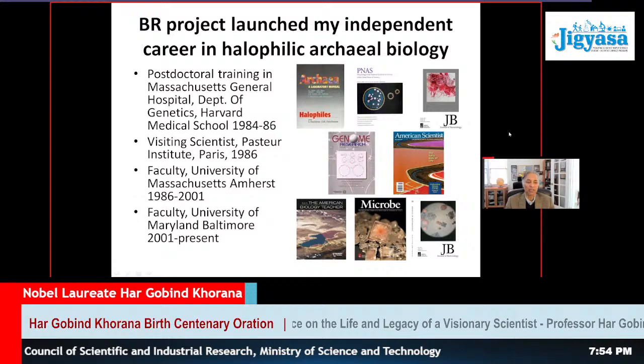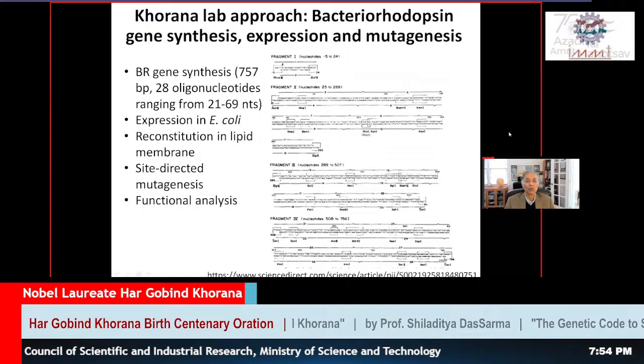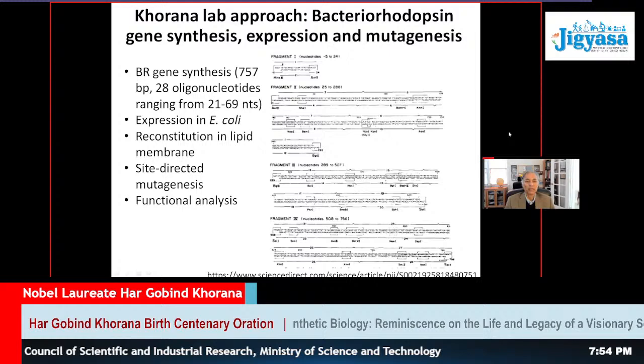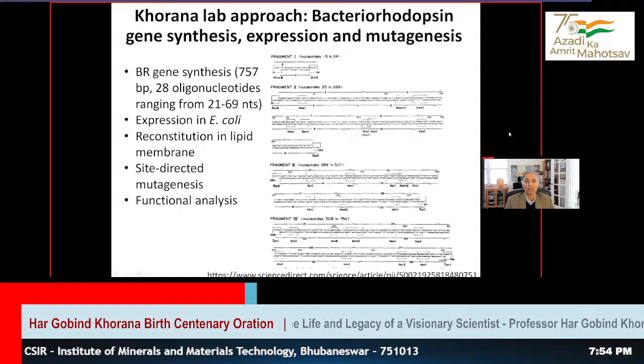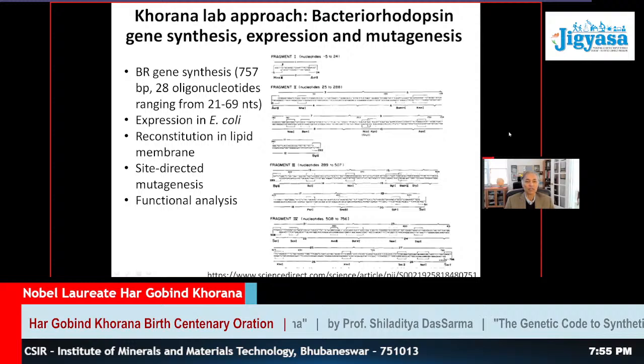But Khorana's focus on his goal was one of his main characteristics, and his focus was to determine the mechanism of ion translocation. So he proceeded to synthesize the bacteriorhodopsin gene. That was about 757 base pairs. It required 28 oligonucleotides ranging in size from 21 to 69 nucleotides.